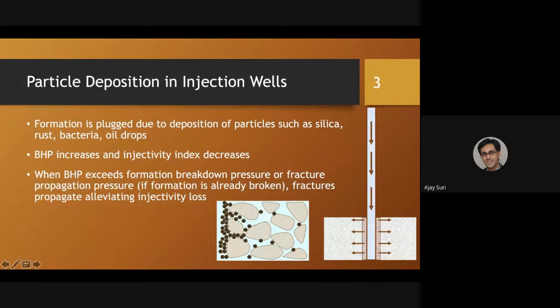Now, as this cake builds up over time, we will have pressures too high, and then they may go above the breakdown or propagation pressure for the fractures to grow, and that alleviates the injectivity loss, but then the fractures can get too long as well. So we need to model this phenomenon.